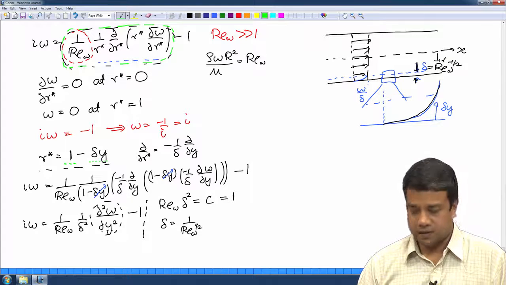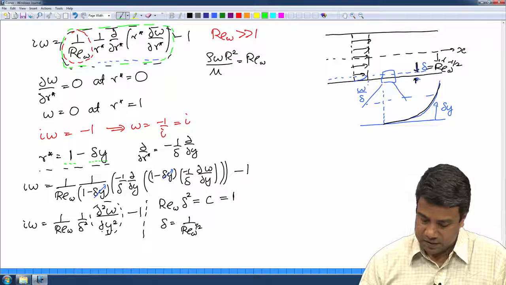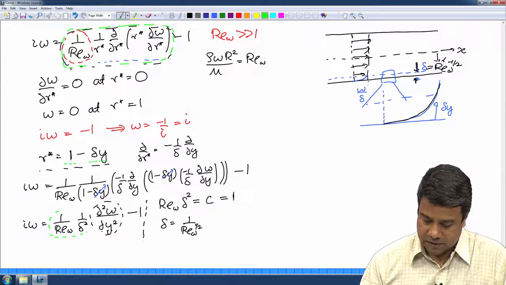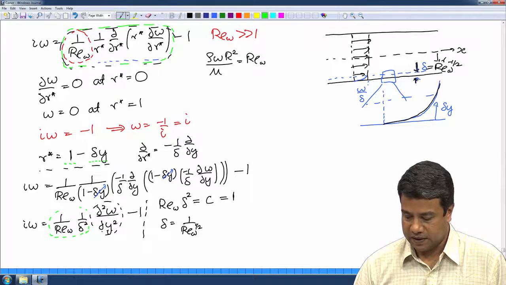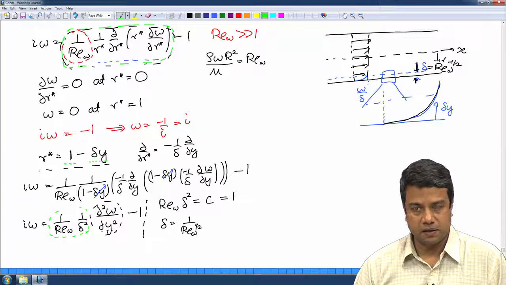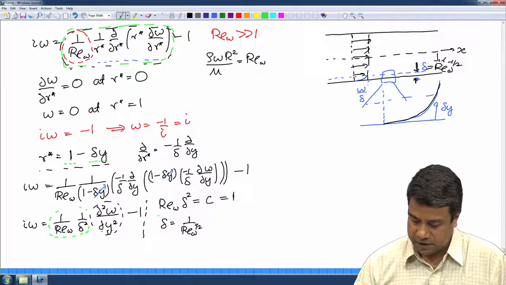We had inserted that into this equation, and just from a simple balance, since you have two derivatives, you get 1 over delta square in front of the highest derivative, and for that to be of order 1 even in the limit of high Reynolds number, you find that delta has to be equal to some constant by Reynolds number to the half.